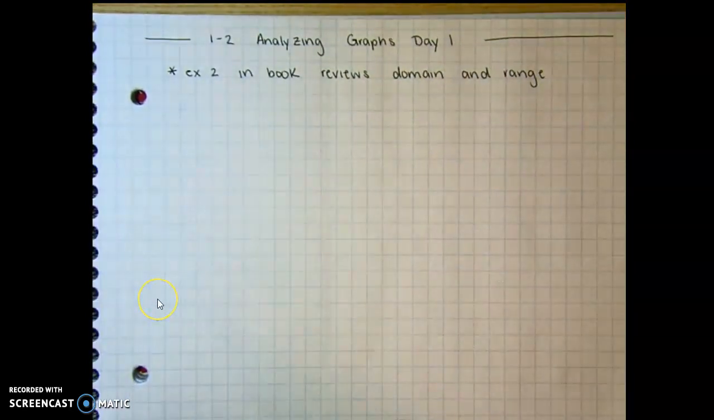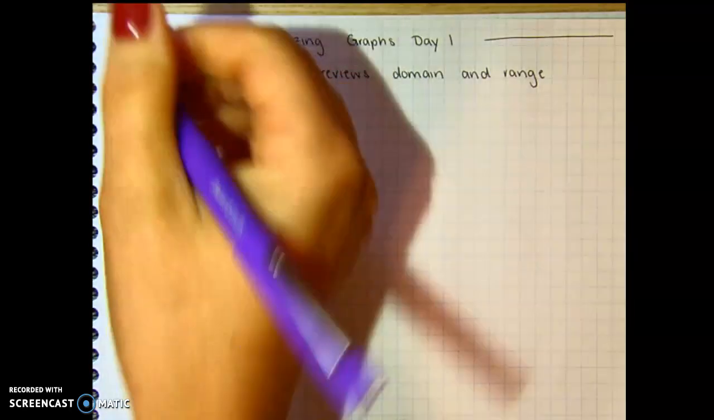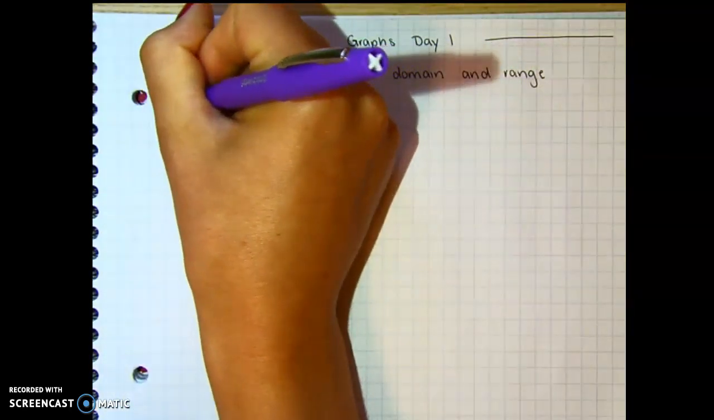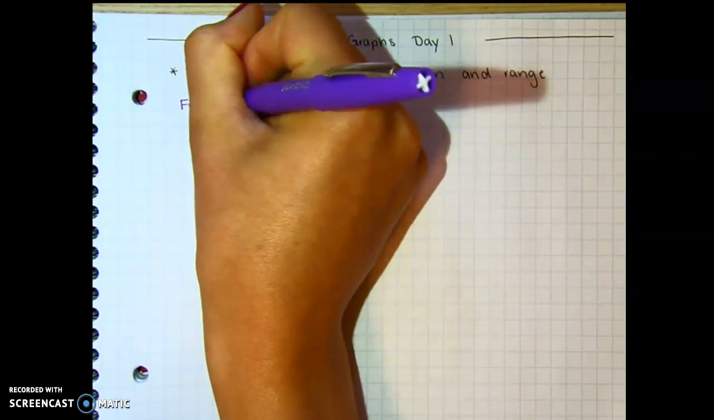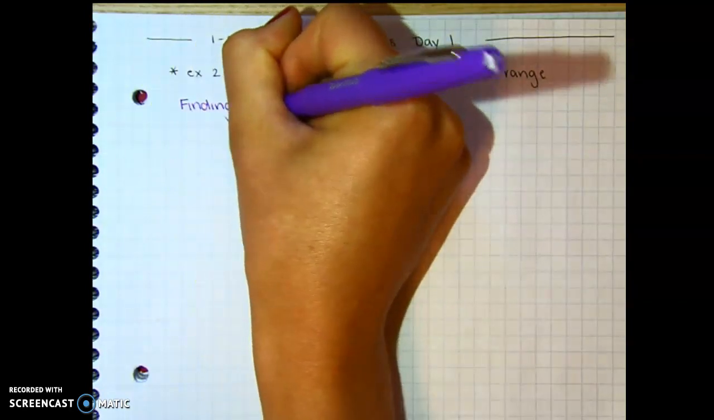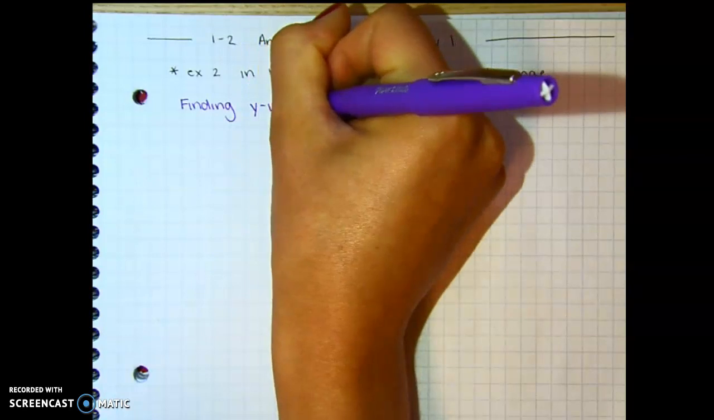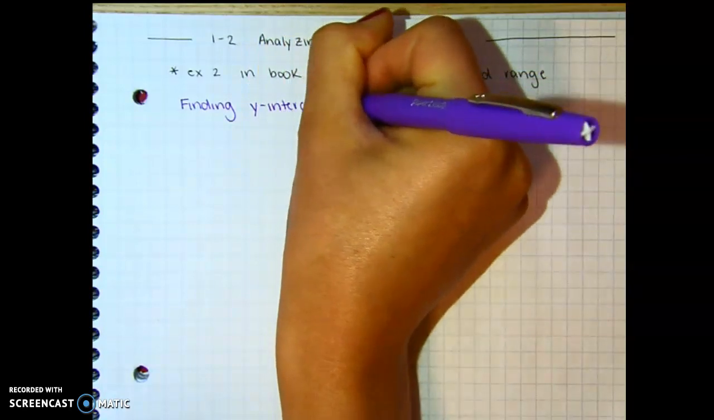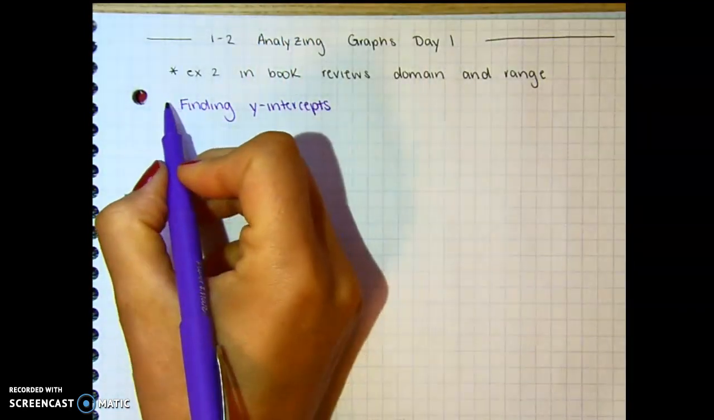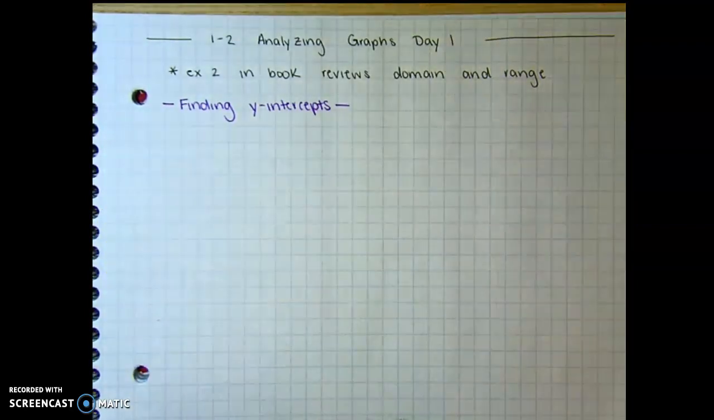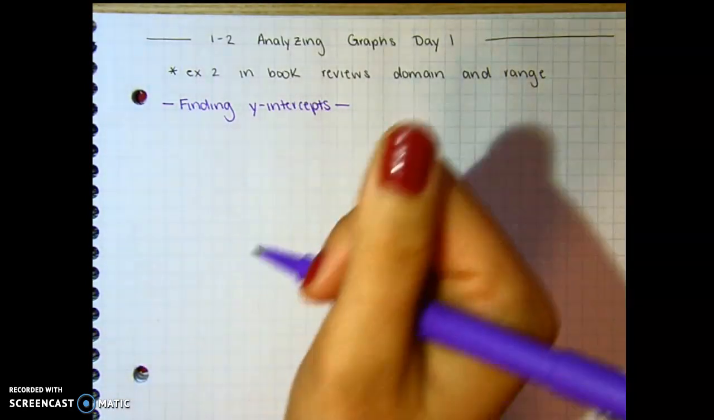Alright, first thing today we're going to talk about for analyzing graphs is also something you should know. You'll find a lot of the first chapter is review right now, and that's finding Y-intercepts. Now, don't turn the video off and go, oh, I already know how to do this. I'm sure you do, but you need to make sure that you're showing enough work and writing your answer appropriately.